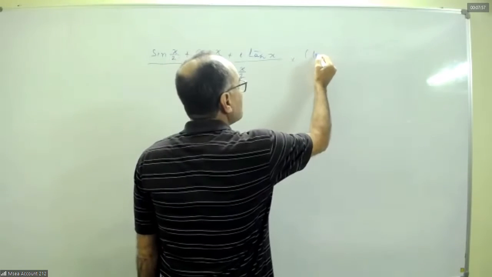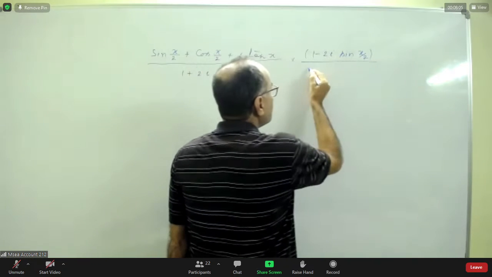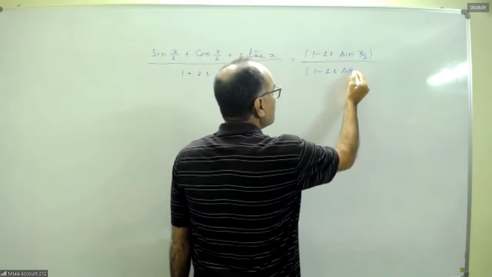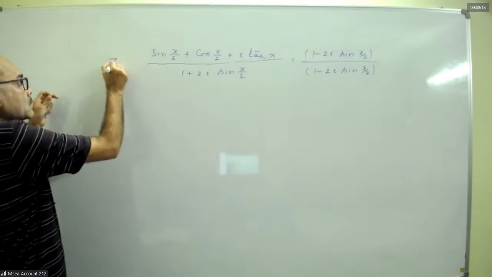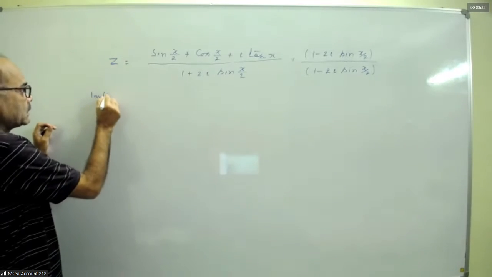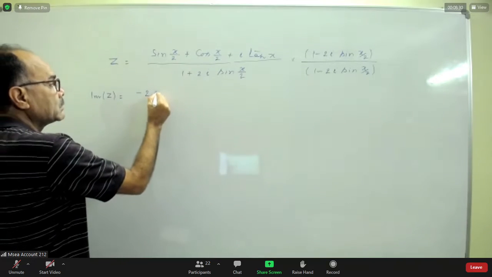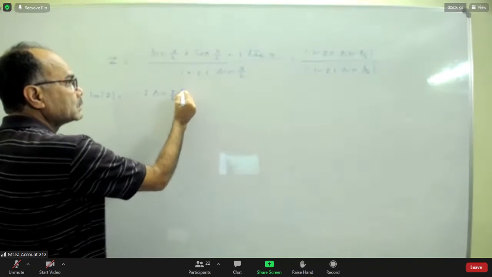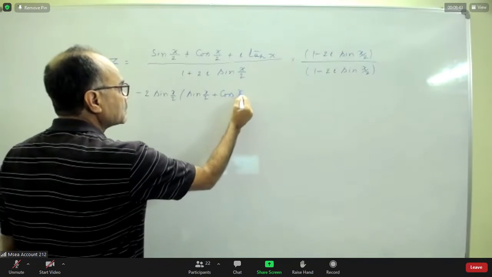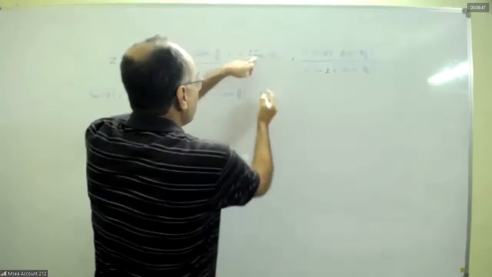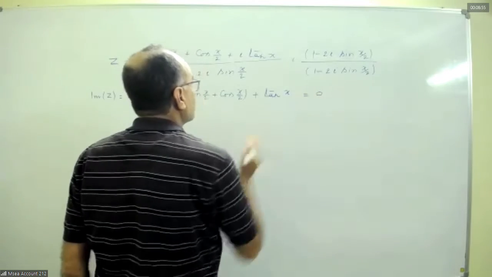Multiplying and dividing by the conjugate, the imaginary part of Z is minus 2 sin x by 2, over sin x by 2 plus cos x by 2, plus tan x, equals 0. Now this quantity is real.